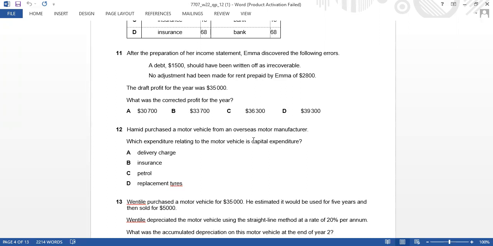Delivery charge is done only when the asset comes into the business. That means the carriage inward or carriage outward, a transportation cost, that will be capital expense. That will be part of the capital cost of the asset.